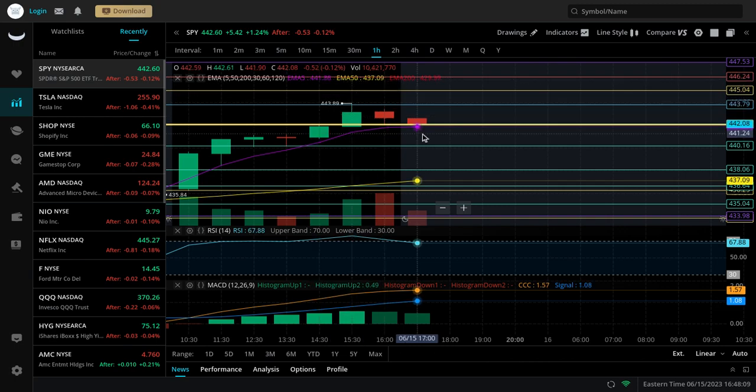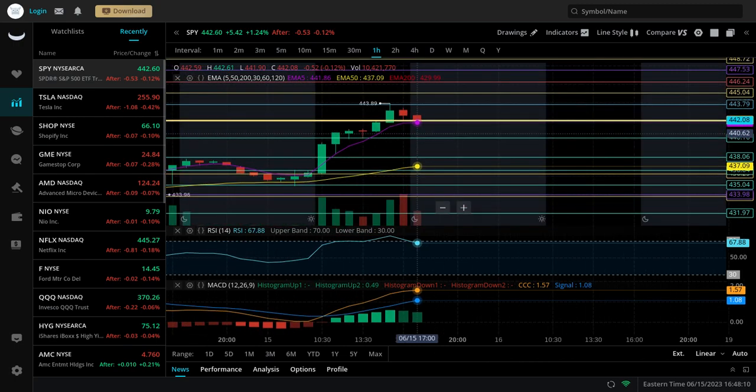Now, overall, market's holding up. There's no true sign of a break in the trend. So it's still favoring the bulls. I don't really have enough data to call out this dropping just yet.